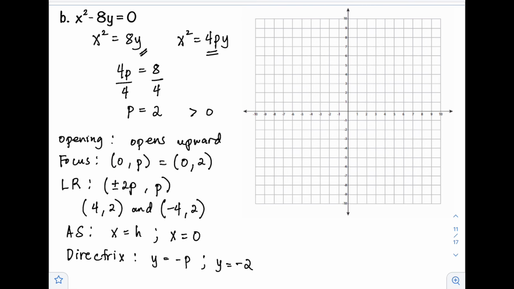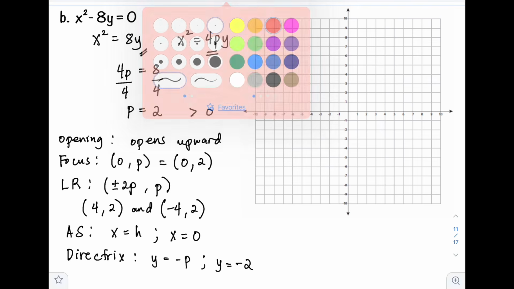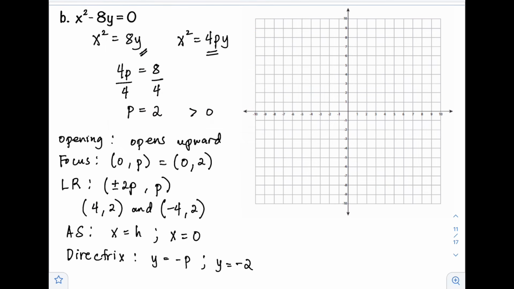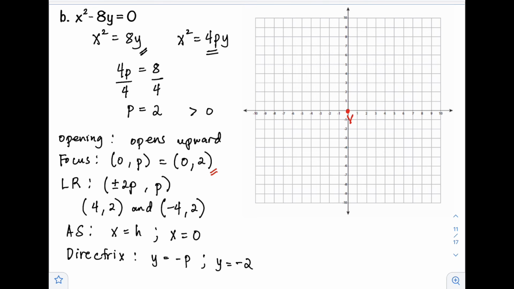Okay, so na-identify na natin yung parts ng ating parabola. So, pwede na nating i-sketch yan sa ating Cartesian plane. So, una, i-plot muna natin si vertex na nasa origin. So, next is yung ating focus, which is makikita kay (0, 2). So, nasa may bandang taas yan ng ating vertex. Okay? Next is yung ating dalawang endpoints ng latus rectum. We have (4, 2). So, dito yung ating first endpoint. Then, yung second endpoint is (negative 4, 2). So, ito yan.